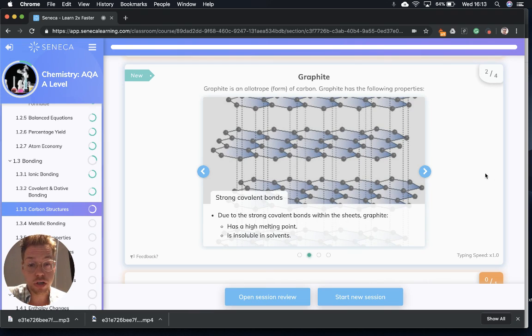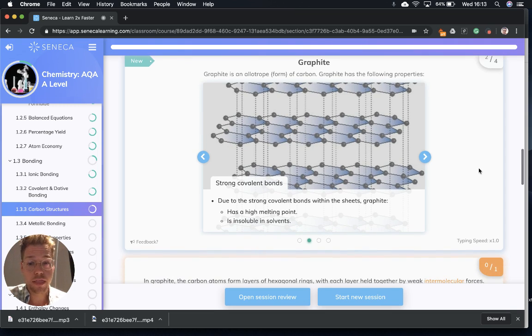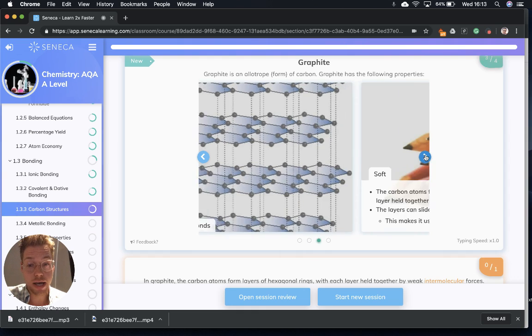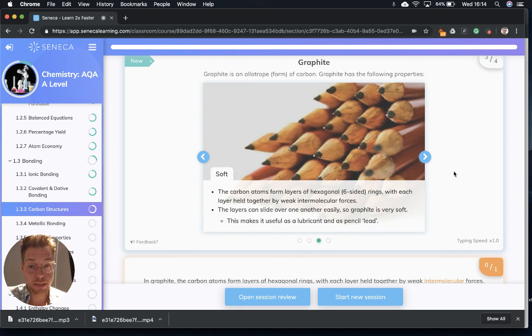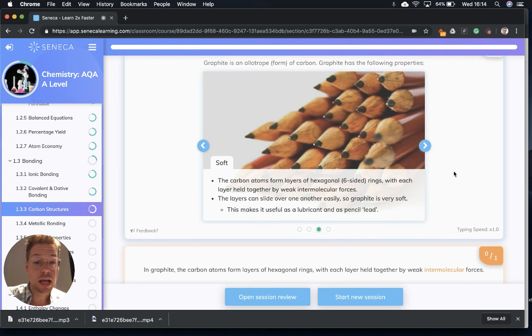Now, due to the strong covalent bonds within these sheets, graphite has a high melting point and is insoluble in solvents. So remember, when you've got lots of covalent bonds, anything is going to have a high melting point. But graphite, unlike diamond, is soft. And this is because the carbon atoms form layers of hexagonal 6-sided rings. And each layer is held together by weak intermolecular forces. So the layers can slide over each other easily, so graphite is very soft.